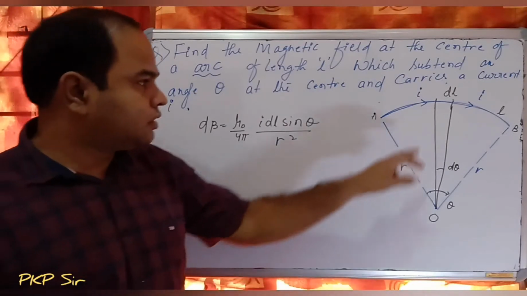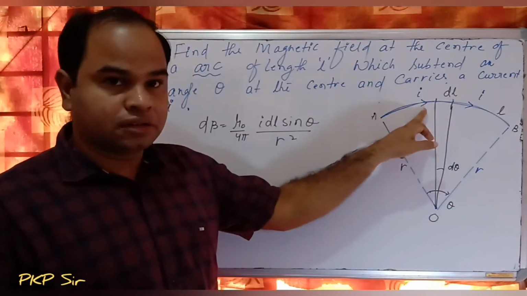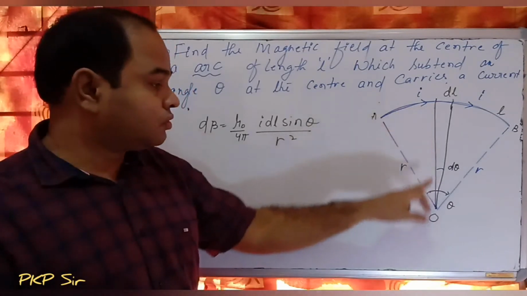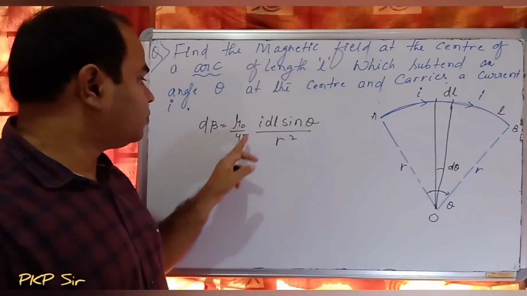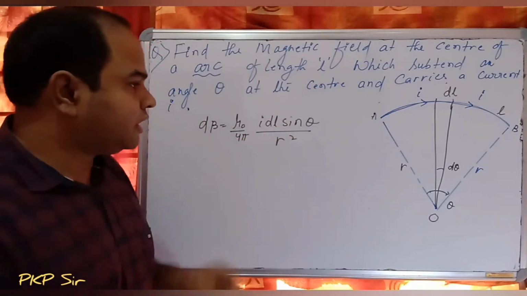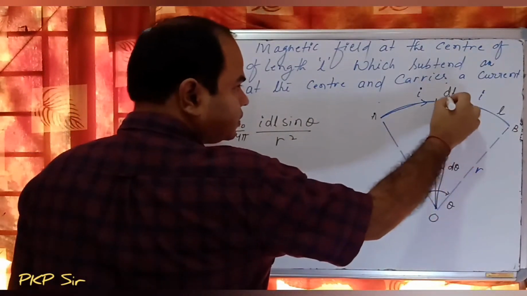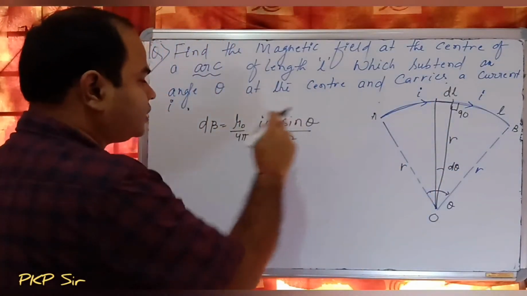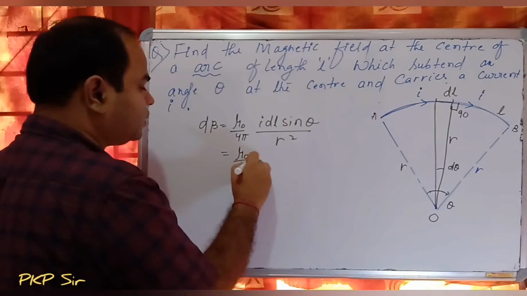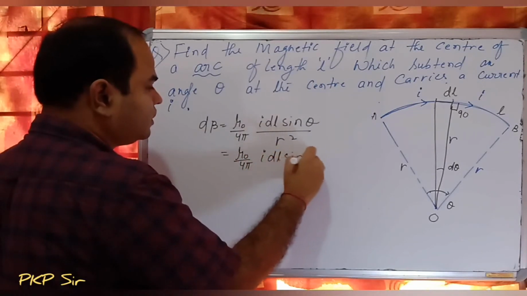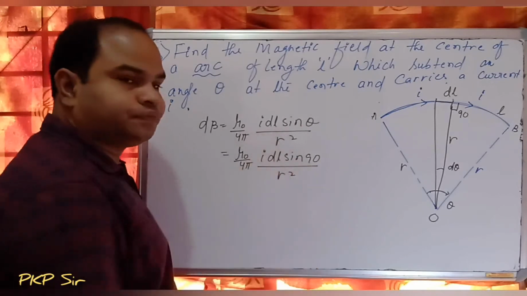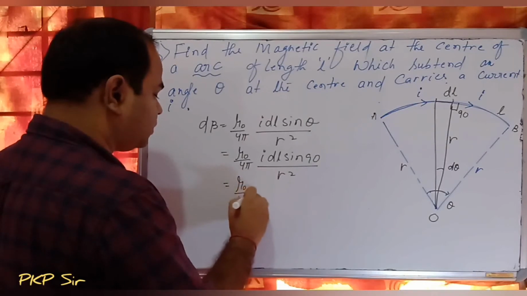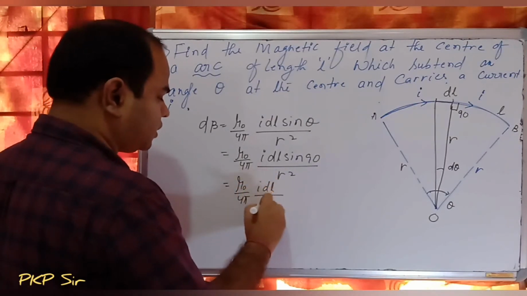Again, the small length dl carries current I, so it is a current element. According to Biot-Savart's law, the small magnetic field dB produced at the center is given by mu naught by 4 pi I dl sin theta by r square. Here, this is my r and this is my small length dl. The angle is 90 degrees. So theta becomes 90, that is mu naught by 4 pi I dl sin 90 divided by r square. Sin 90 is 1, so this becomes mu naught by 4 pi I dl by r square.